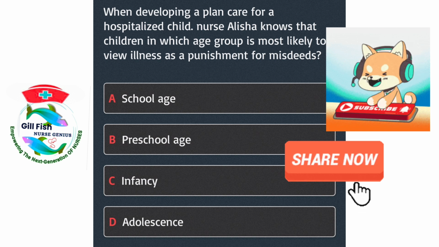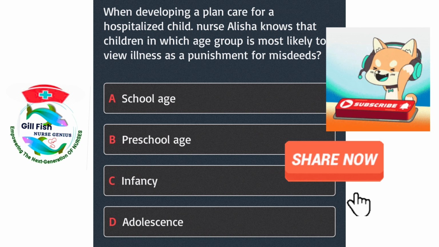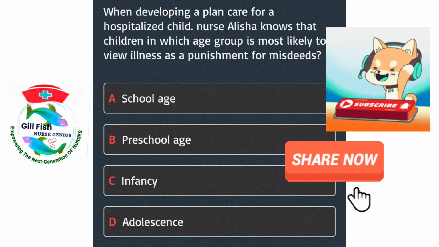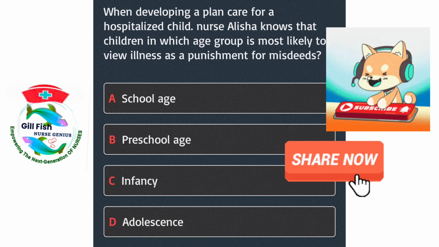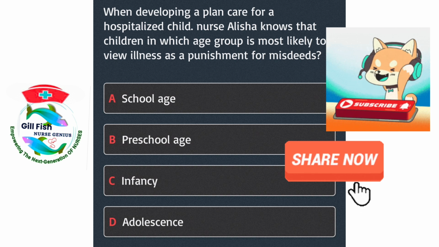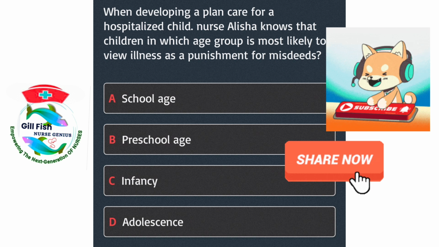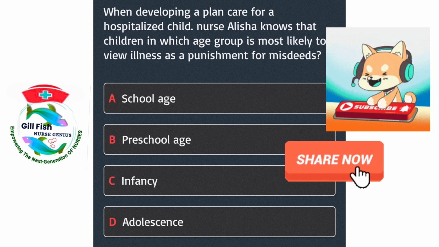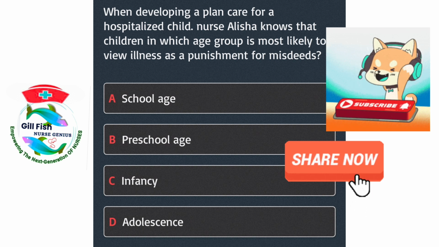Okay, next question. When developing a plan of care for a hospitalized child, the nurse knows that children in which age group are most likely to view illness as a punishment for misdeeds? Option A, school age; option B, preschool age; option C, infancy; option D, adolescence. So in which age group will the child view illness as punishment for misdeeds? So what is the correct answer here? Preschool age.